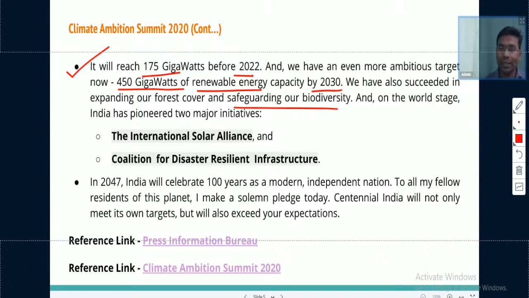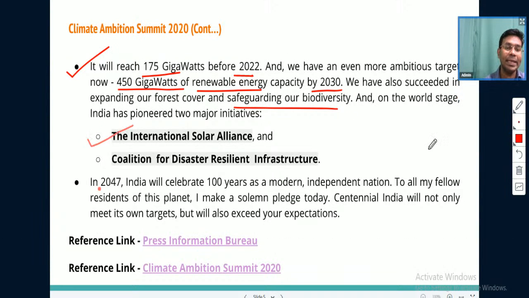What are the initiatives that were brought by India? One is the International Solar Alliance, and the second is the Coalition for Disaster Resilient Infrastructure. So these are the two major initiatives by the government of India.